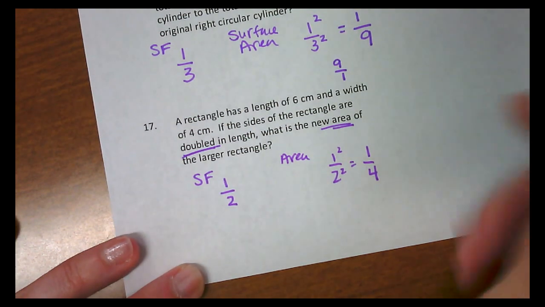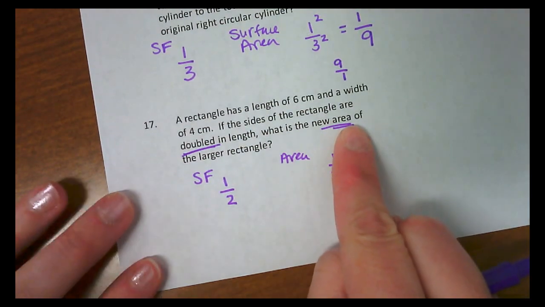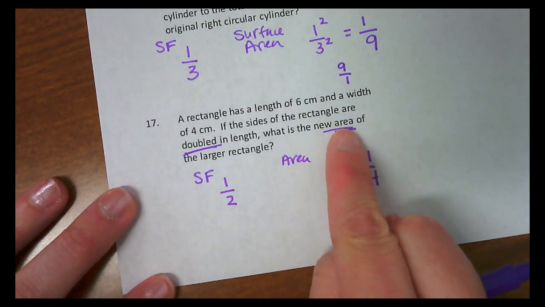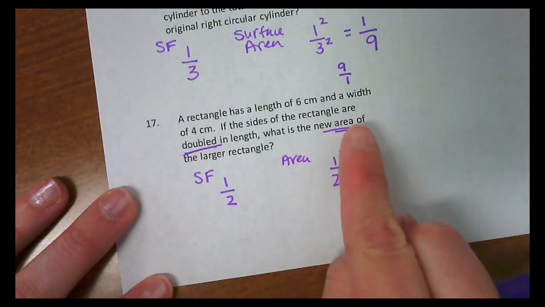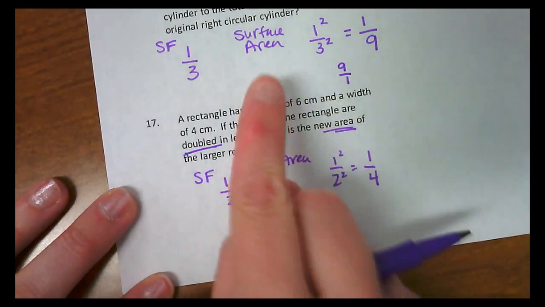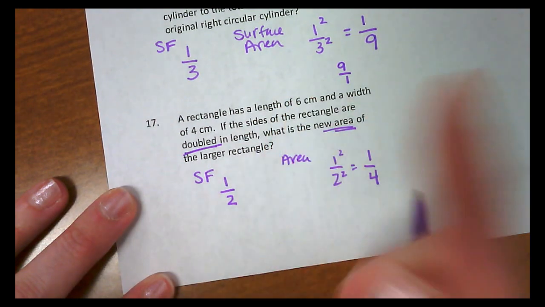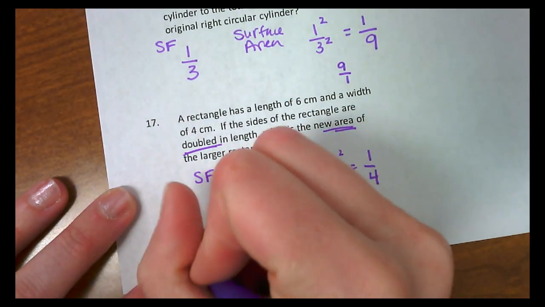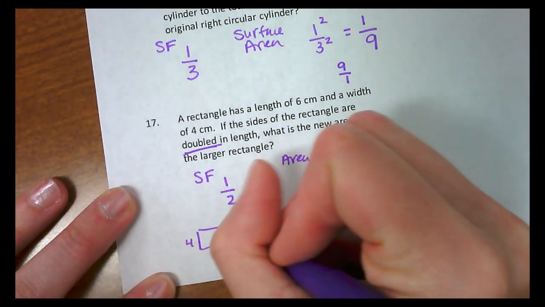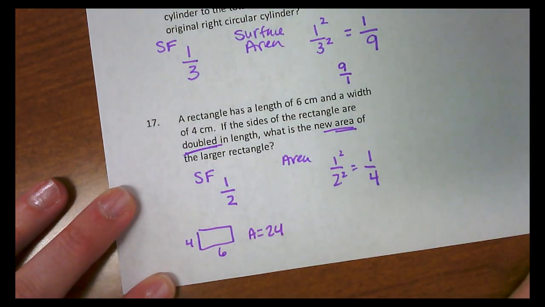Now this question doesn't say stop at the ratio. This one actually wants the new area. So if I want the new area, I'm going to have to figure out the original area first. When you have a rectangle, you multiply length times width, so the area would be 24.